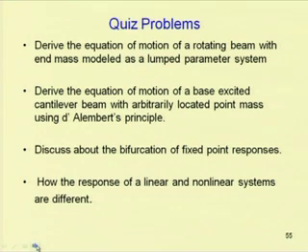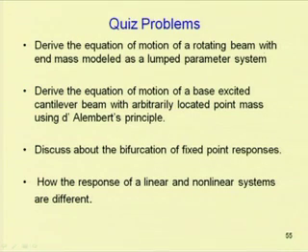Derive the equation of motion of a rotating beam with end mass, modeled as a lumped parameter system. Then derive the equation of motion of a base excited cantilever beam with an arbitrarily located point mass using D'Alembert principle. Discuss the bifurcation of fixed point responses, and how the responses of linear and nonlinear systems are different.